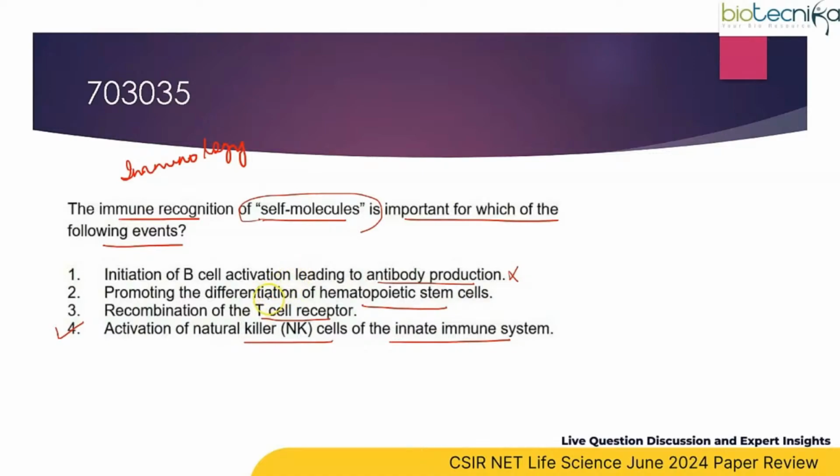They have to identify the antigen. Second, promoting the differentiation: no, this is again incorrect. For differentiation, we don't need the self molecules. Third, recombination is not dependent on self molecule or foreign molecule. It depends on the various gene segments that come together. So this is again incorrect, and the right answer is option 4.